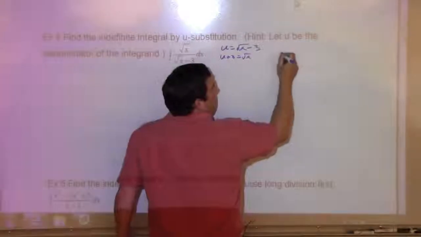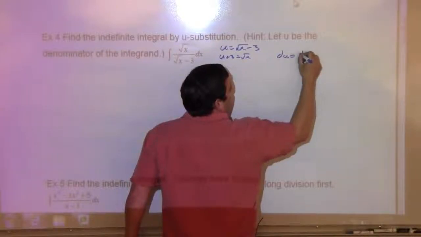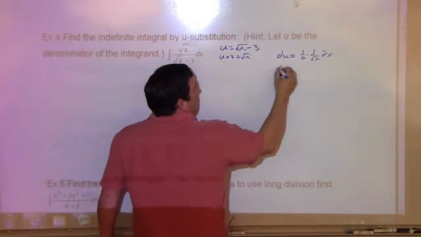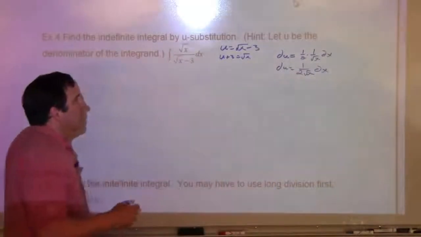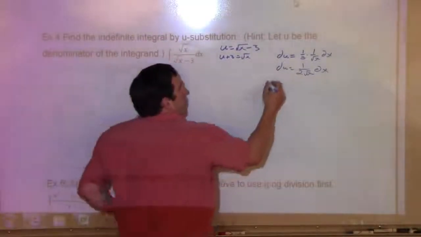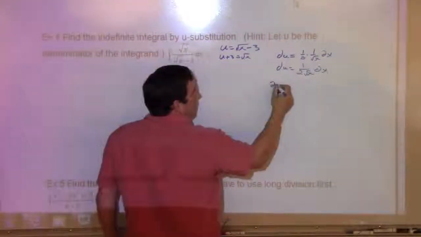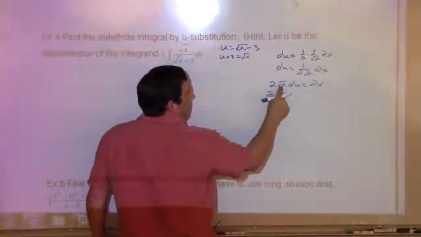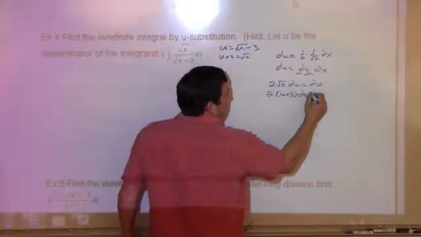Now what about du? du would be equal to 1/2 times 1 over the square root of x dx, so du equals 1 over 2 times the square root of x dx. Now I don't have 1 over 2 times the square root of x dx; I have this up here, but that's not quite the same thing. So 2 times the square root of x du equals dx. And the square root of x is u plus 3.